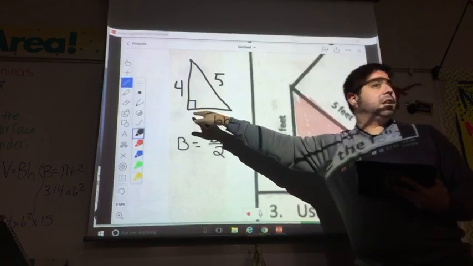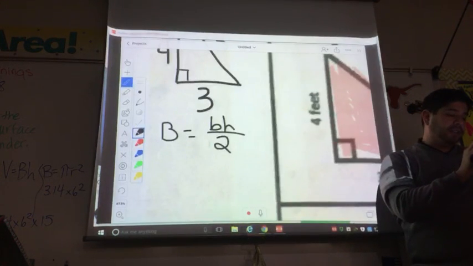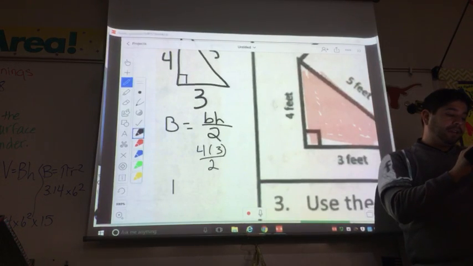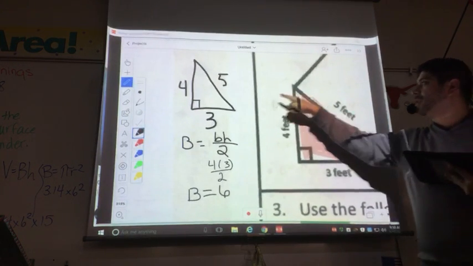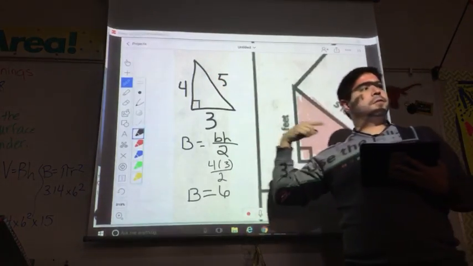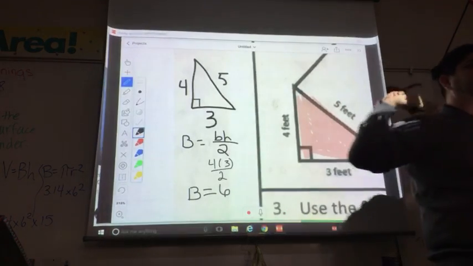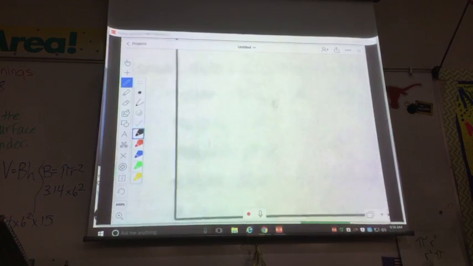So 4 times 3, yeah, 4 times 3 divided by 2. Yeah, you can start doing that in your head. 4 times 3 divided by 2. Area of the base is going to be 6. So in this case, we never use the diagonal part of this triangle. Okay, so if you have trouble, look to where that right angle is. Those 2 measurements is what you're going to multiply and then divide by 2. So the area of the base is 6. So let's go back here.